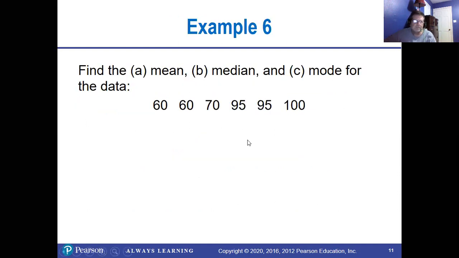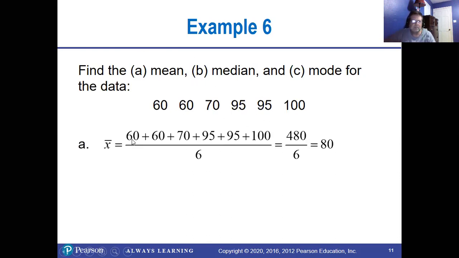All right, real quick, you can go through these and find the mean, median, and mode. I would always teach my kids to put them in order first. Even if you don't need them in order, just go ahead and put them in order. Get in that habit. Notice there are 6 numbers here. Finding the mean, add them up and divide by 6. The mean is 80.